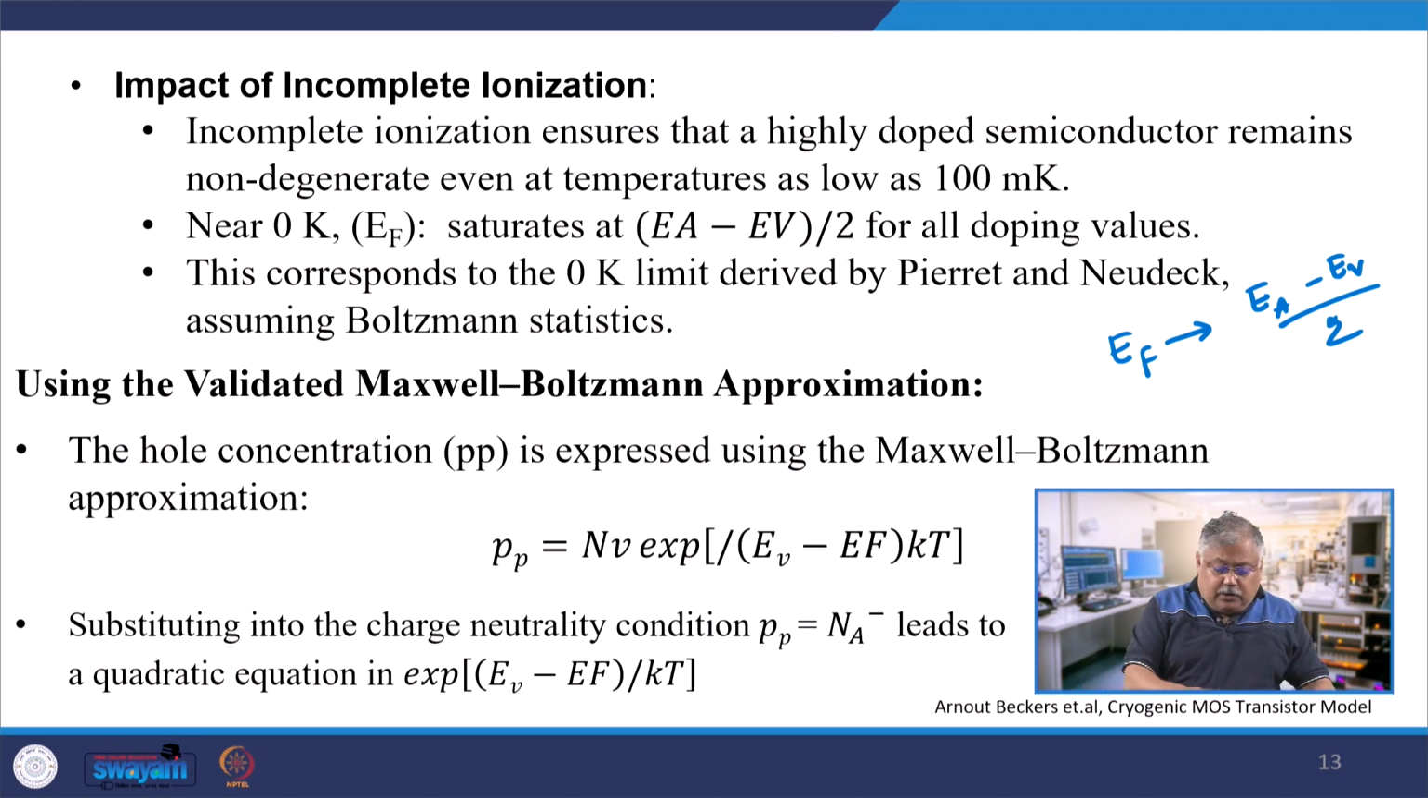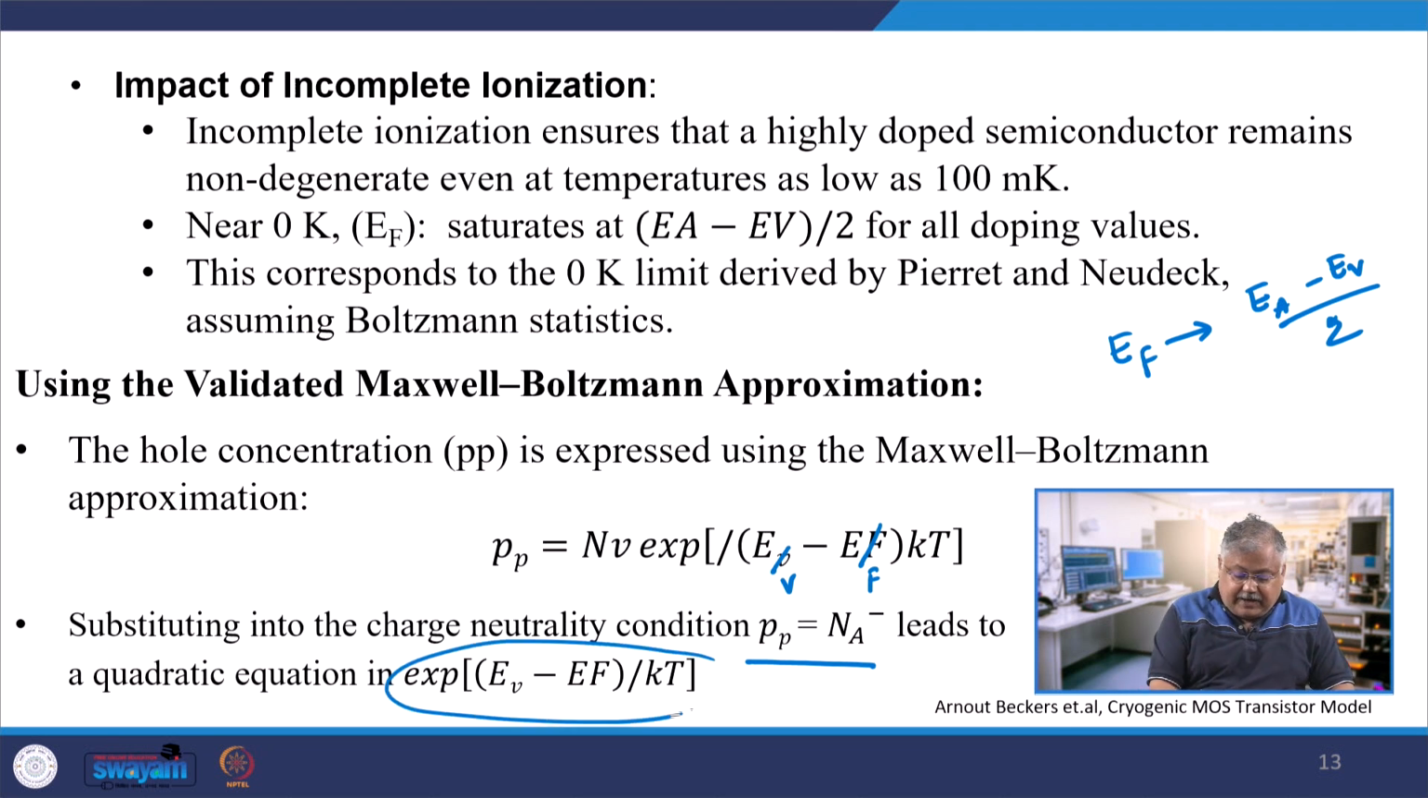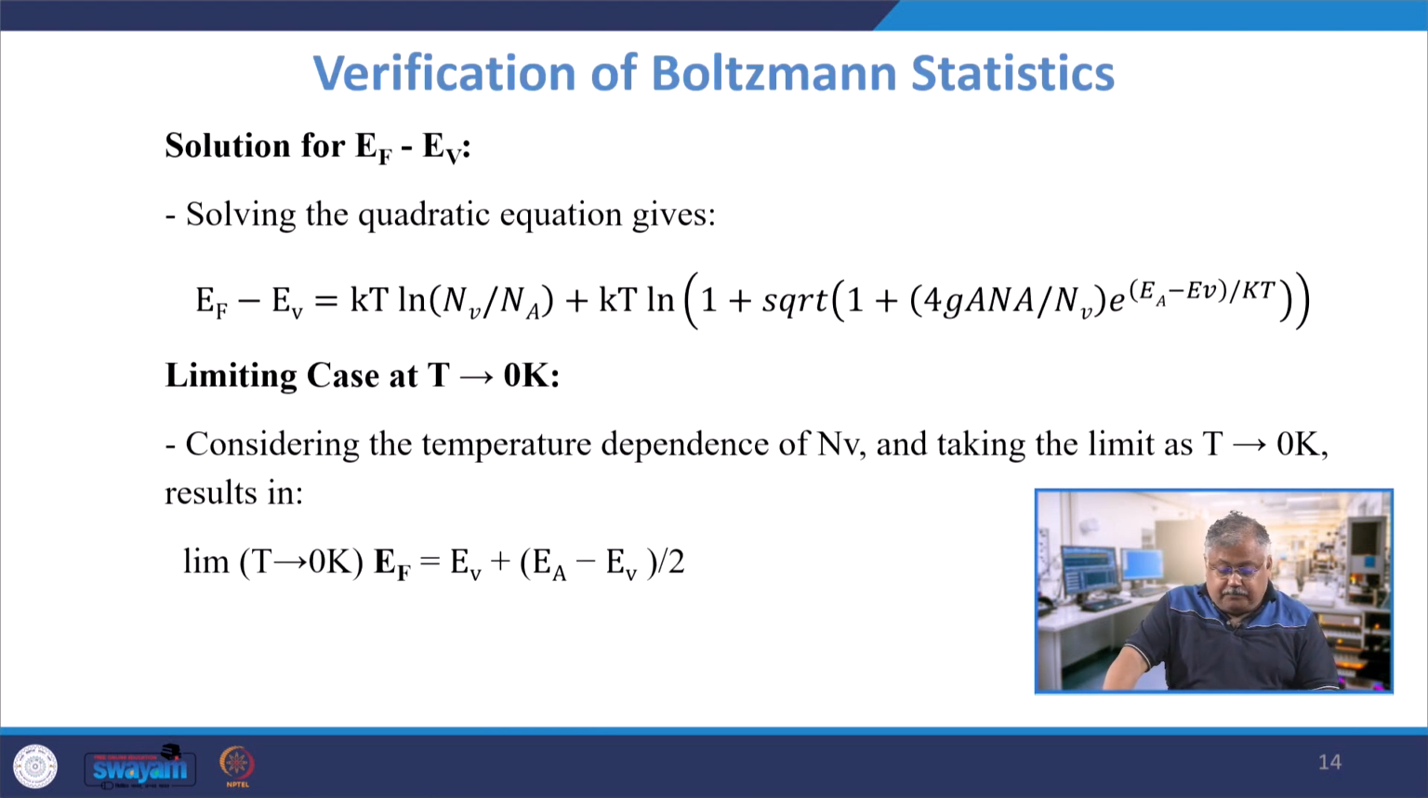There is another technique, where that whole expression from the Maxwell-Boltzmann equation comes out like this. This is Ex, this is Ev, which you did. Now if you substitute the charge neutrality equation and assume that the number of holes in p-type material is exactly equal to the number of ionized atoms, then I get this as the final expression here, that is quadratic in nature, in exponential (Ev minus Ef) by kT, which then gives you the charge neutrality condition.